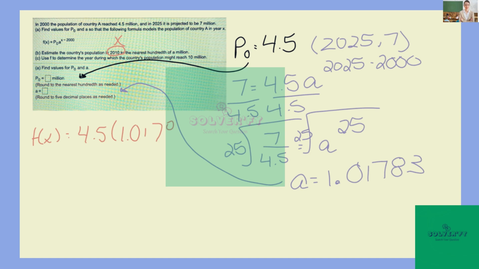Then to find out the next question for C, we want to figure out what year the country's population might reach 10 million. To do this, I use guess and check. So I know that in 2025, it's projected to be 7 million. So I'm just going to plug in different years to see when I would reach 10 million. So I started with 50. So I plugged in 2050 in for X. And when I did that, I got 10.8.